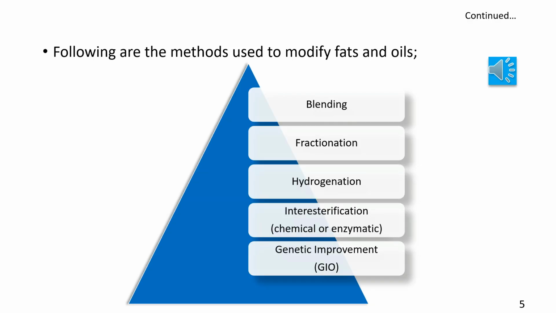Following are the methods that are used to modify fats and oil. First is blending, second is fractionation, third is hydrogenation, fourth is interesterification, which has two types, chemical or enzymatic interesterification, and last one is genetic improvement, the GIO method.